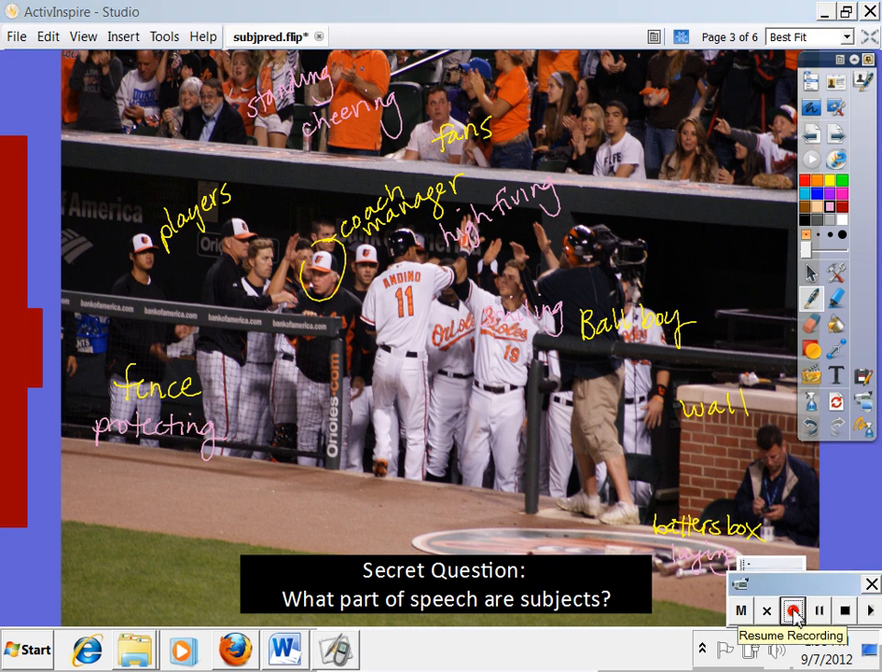Now create 2 original sentences about the picture by using the subjects and predicates from your list. So match them up. We will use these for a partner activity in class tomorrow. And again, please pause the video in order to make your sentences.